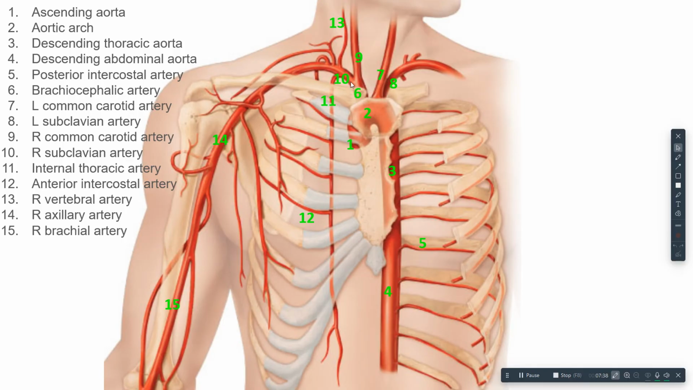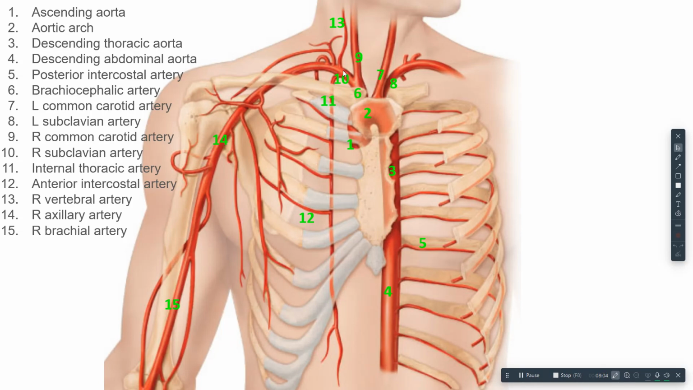Then, if I go back up to my right subclavian artery up here, going upwards from it is the right vertebral artery. That is going to go up through the back of the neck, through the cervical vertebrae, and it's actually going to go into the cranial cavity. And we'll see what happens there in a moment.